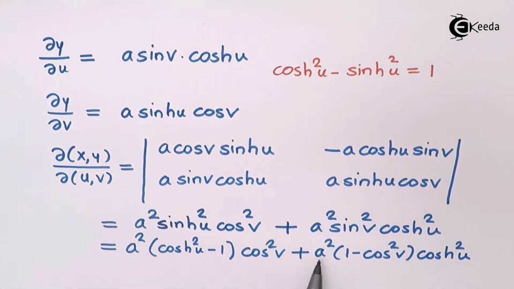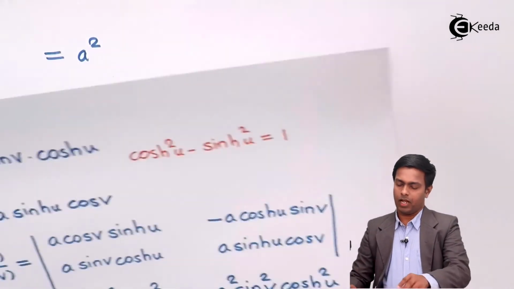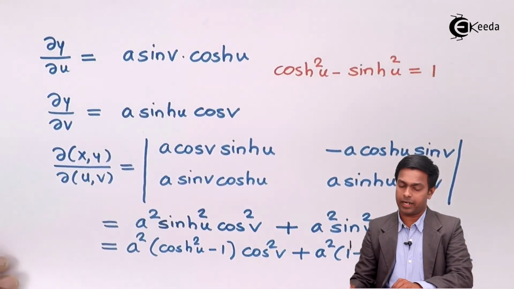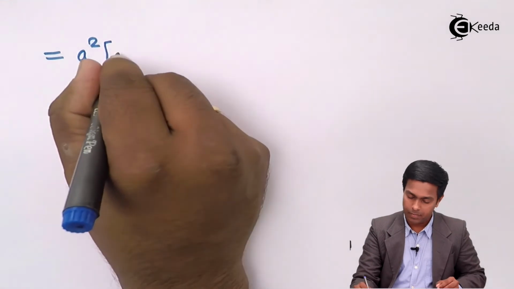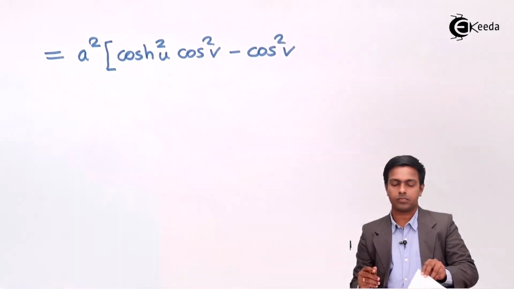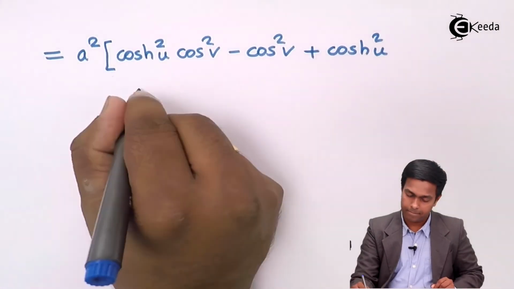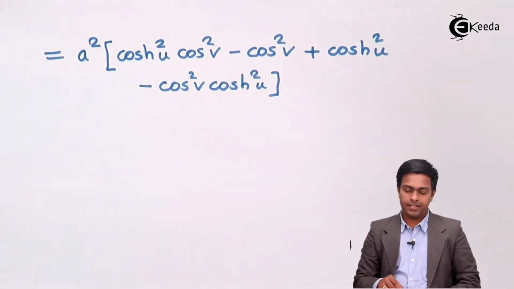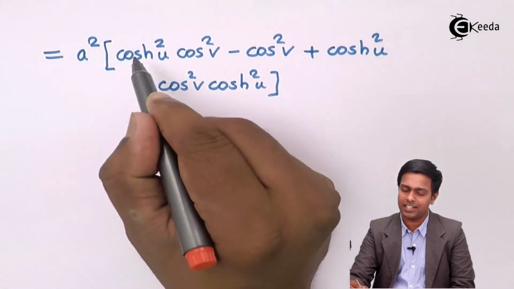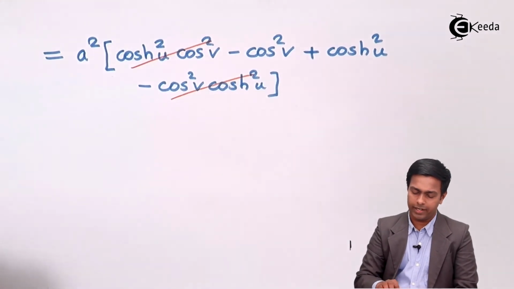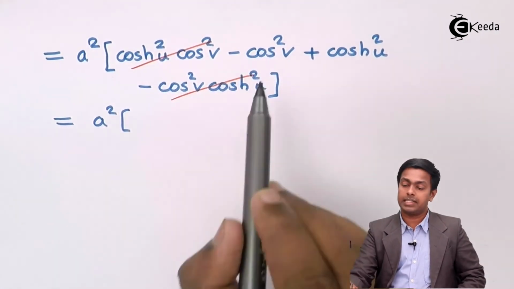Now from these two terms we can take a square common, and we'll multiply this bracket with cos square v. So we'll get hyperbolic cos square u into this and minus of this. Next, if I multiply this bracket with hyperbolic cos square u, we'll get this. Now if you observe, these two terms are exactly the same and opposite in sign, so I can cancel these two terms. So we will get a square and these two terms. But now these are square terms.